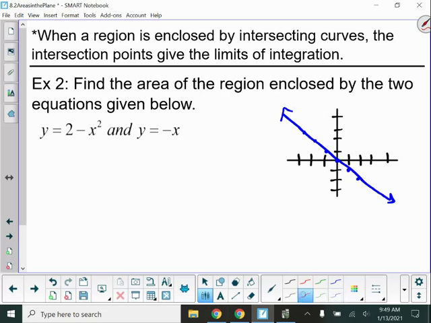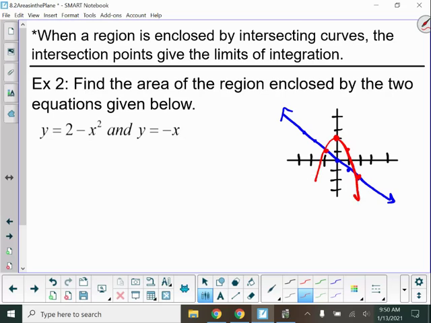So that's the line. The y equals 2 minus x squared, that's really negative x squared plus 2. So that is going to have a vertex at (0, 2). When I plug 1 into that equation, I'm going to get back 1. When I plug in 2, I'm going to get back -2, so that actually crosses there. When I plug in -1, I get back 1, so that crosses there.